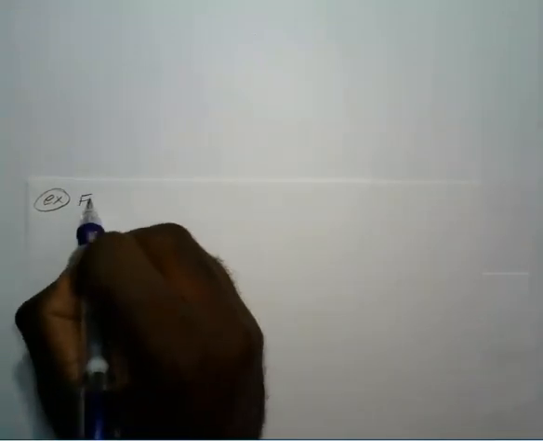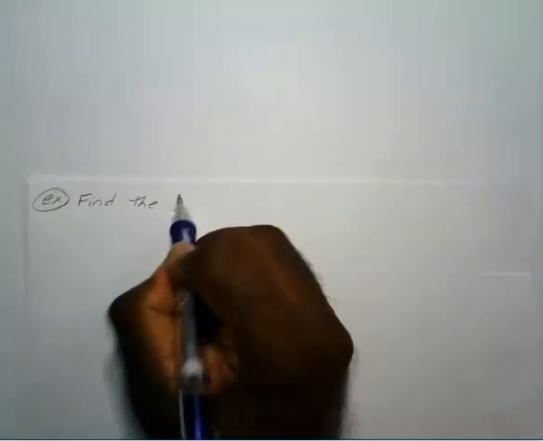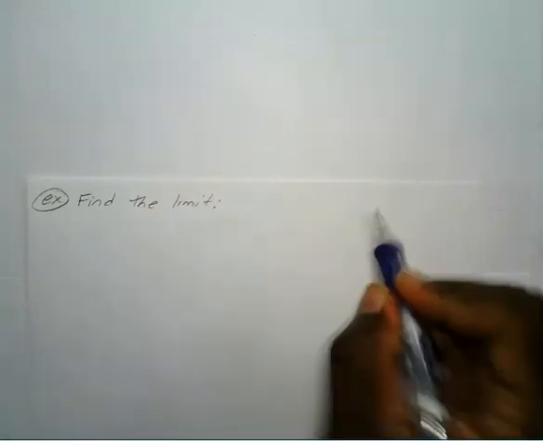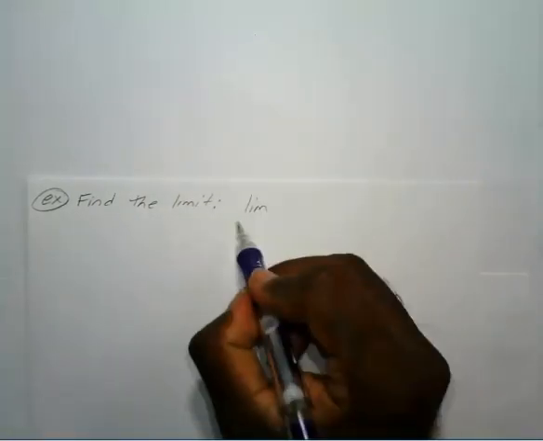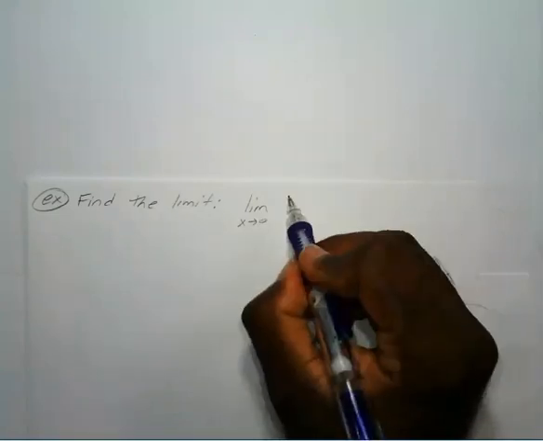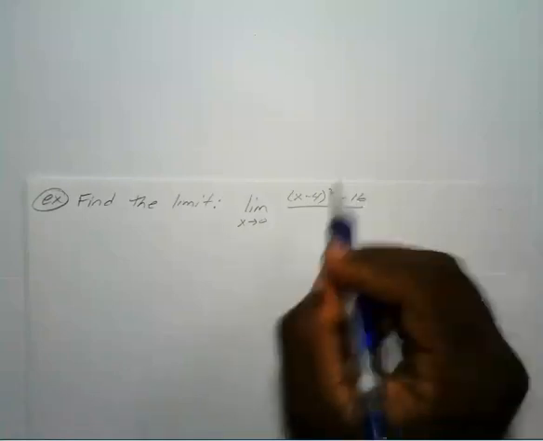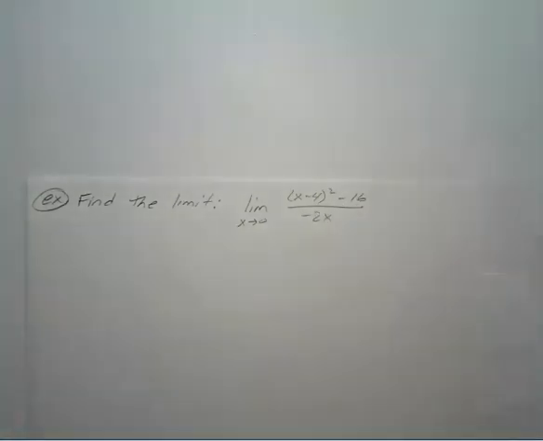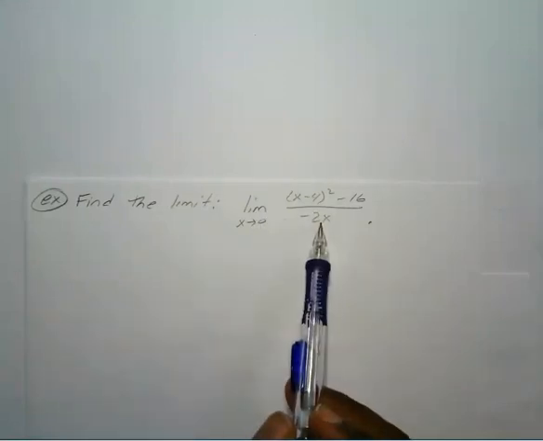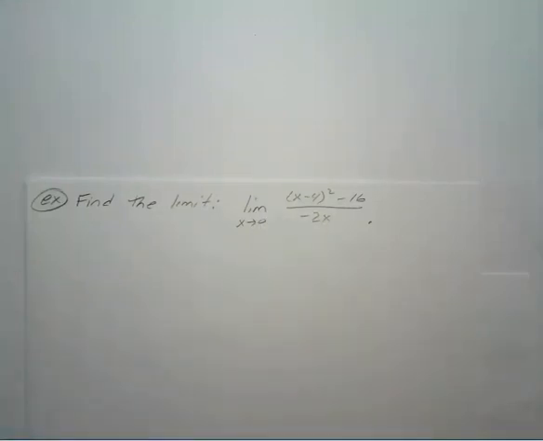Okay, so what if we wanted to find the limit as x approaches 0 of x minus 4 squared minus 16 all over -2x. All right. So looking at this, again, if you immediately try direct substitution, you'll see that it'll give you a denominator of 0. So you can't do that.